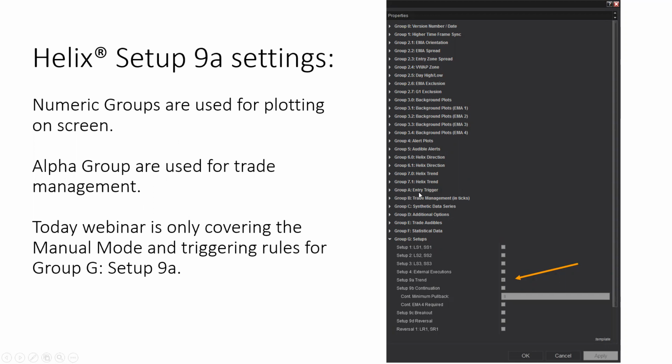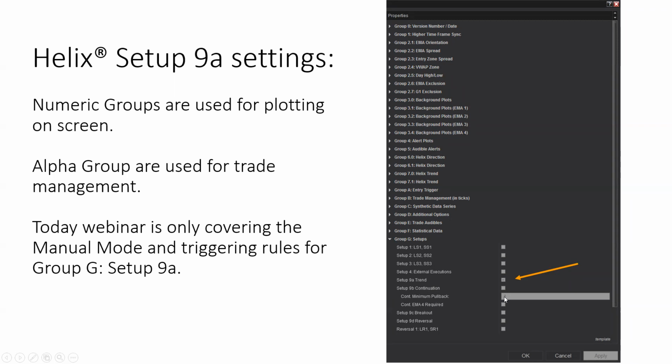So now we get into the alpha groups. And as I said, now it's all your trade management. This is probably the biggest one you get into. Synthetic, additional options, statistical data, and so on. And then group G is your setup. Here, again, as I mentioned, we're only going to be talking about this one. You can see then group 9 has got a couple other subcategories here.